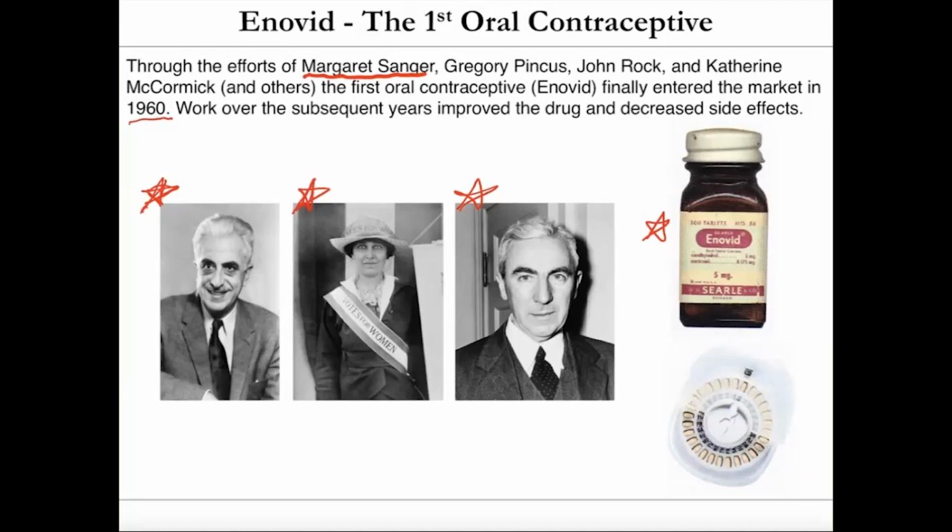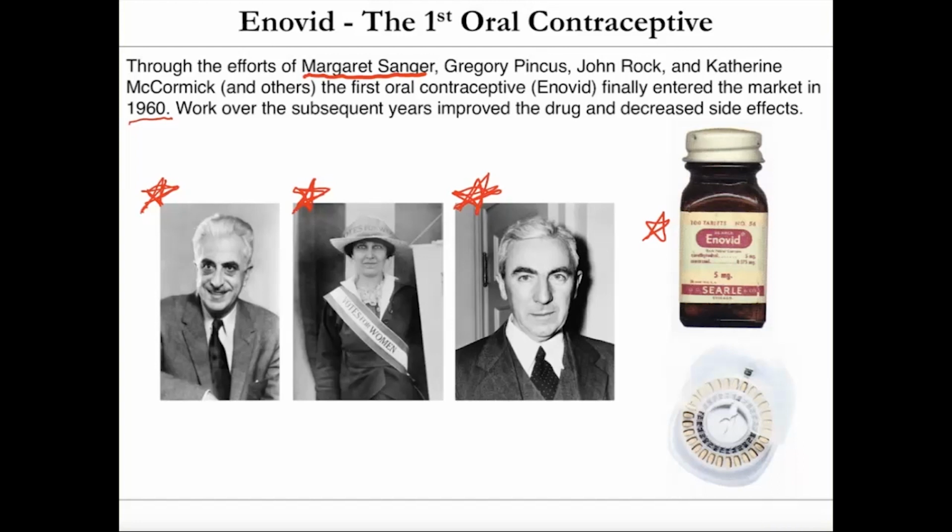This Katharine McCormick woman inherited a bunch of money from her husband who died and really bankrolled all of this research and all of these clinical trials, because it was hard to get government money for this sort of thing. And then this guy, John Rock, right here, was instrumental in getting the clinical trials done. He is a gynecologist, and he was also a Catholic, which is very important, but he believed in the birth control pill.